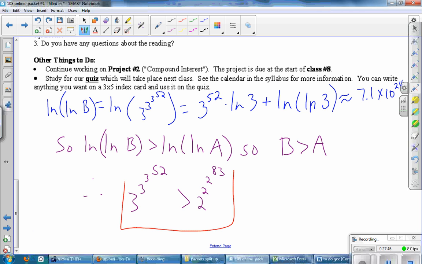We mentioned in class about how logs are capable of helping astronomers handle large numbers. You can see that they took these grotesquely large numbers, 2 to the 2 to the 2 to the 83rd, and brought it down to size. I mean, 10 to the 24 is still enormous, but at least it's something that we can get the calculator to give us.